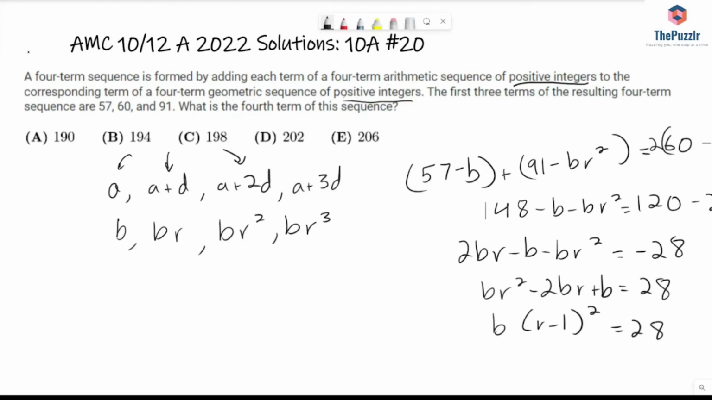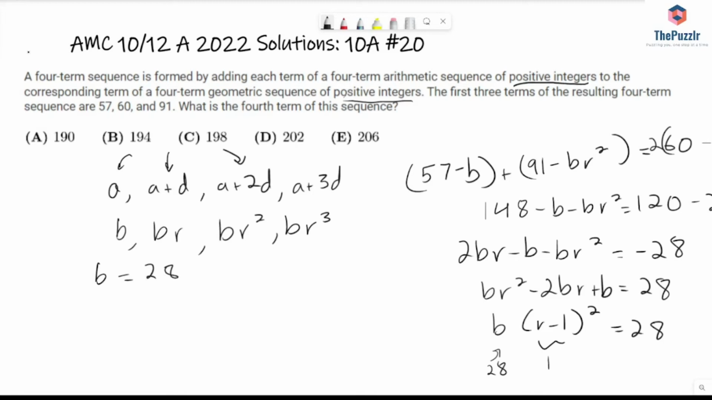Now remember, everything is in terms of positive integers here, so b has to be a positive integer. Since they're both factors of 28, that means that r minus 1 is also going to be a positive integer, so r is also a positive integer. Okay, so our first guess is let's try r equals 2. So then this factor is going to equal 1, and then b equals 28.